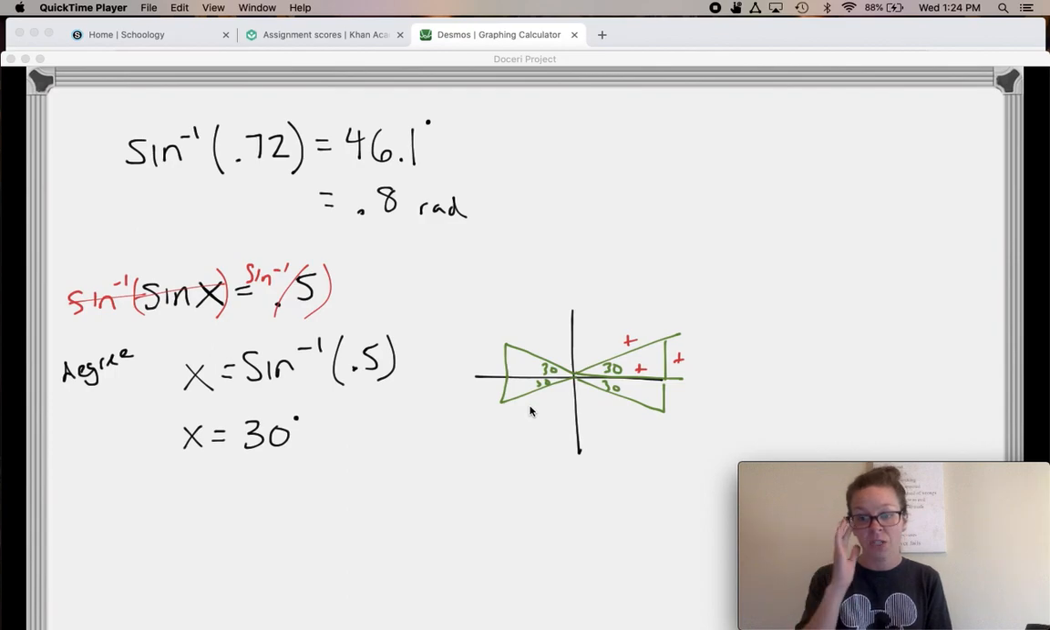Opposite, adjacent, hypotenuse, they're all positive. So no matter whether we are going to do a sine, a cosine, a tangent, we're working with all positive numbers. All of the trig functions are going to be positive in that quadrant.